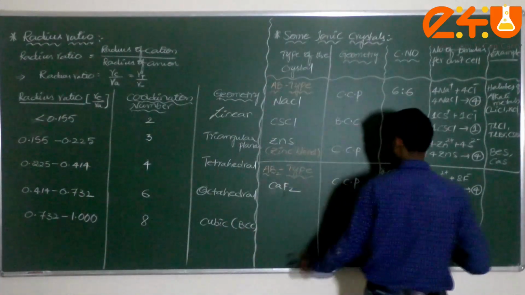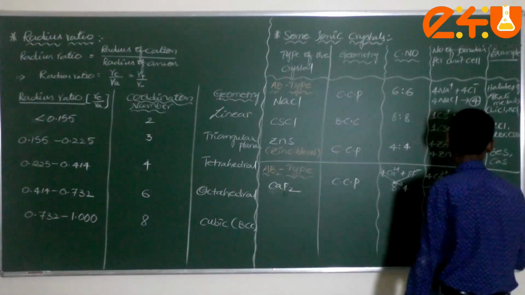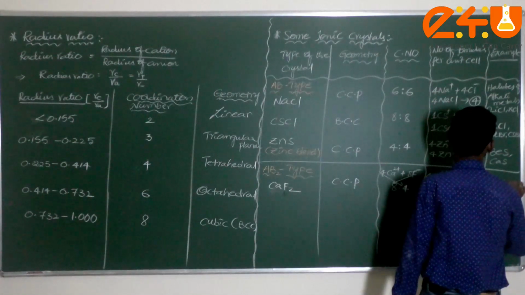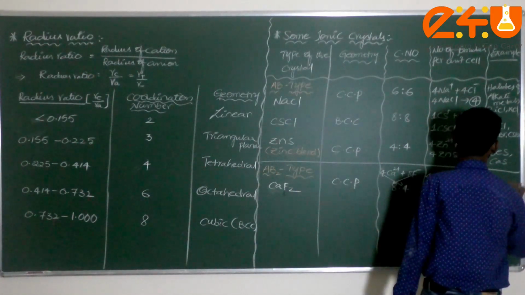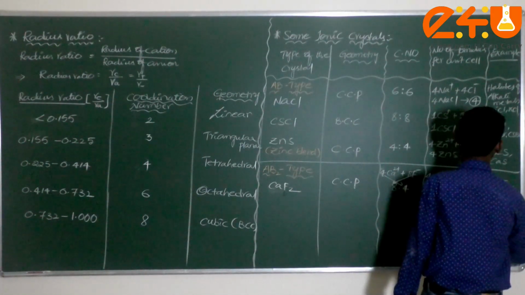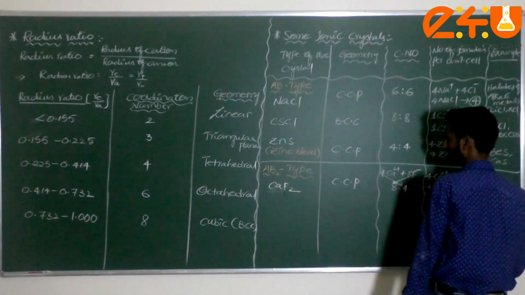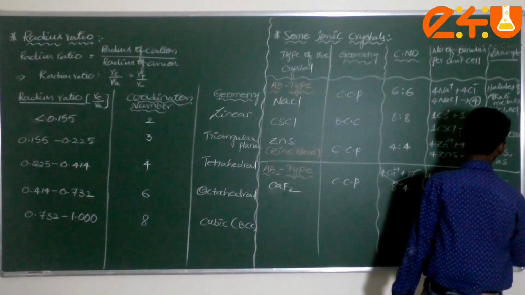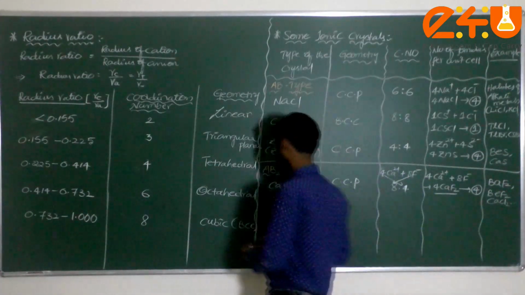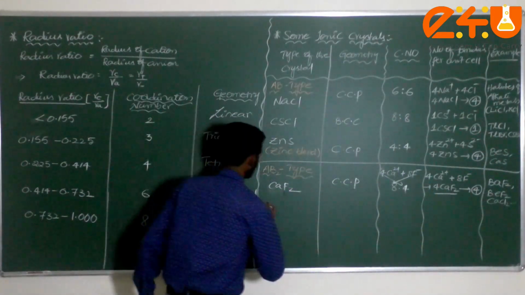Next, what are the things that come under here? CaF2, dear student, you can consider. Then barium fluoride. Next, BeF2 you can consider. Next, CaCl2 and so on. You can consider these with respect to AB2 type.